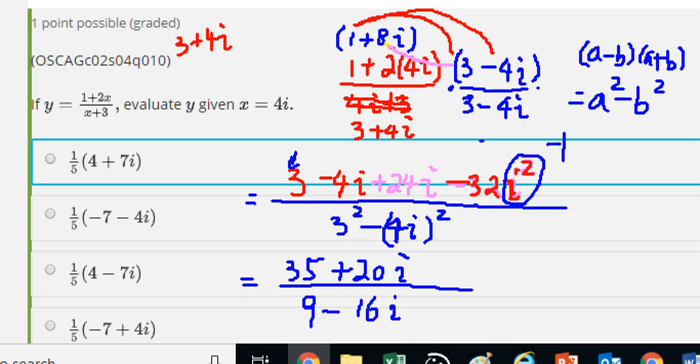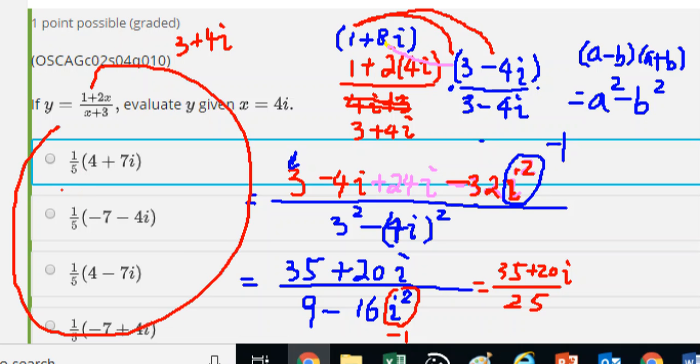If you remember, i squared is basically just negative 1. So this guy is actually negative 1. Therefore, I'm going to continue right here. 35 plus 20i. So this is 9 plus 16 instead of minus 16, because of the i squared, it gives you plus 16, which is 25. Okay, so 25. Do you see that we actually have a common factor 5? So therefore, you can cancel that and then pick the correct answer from the simplified answer. So this is my suggestion for this problem.